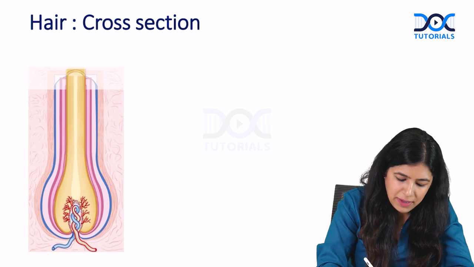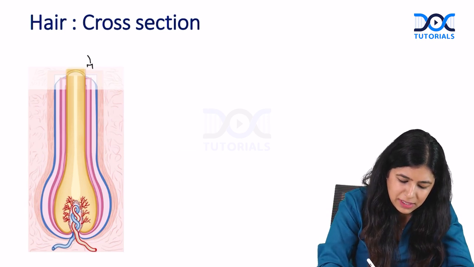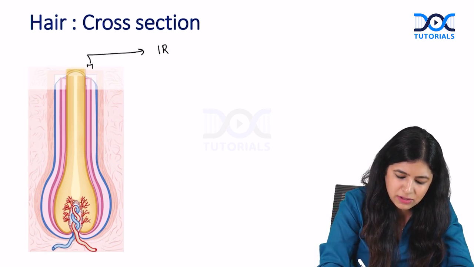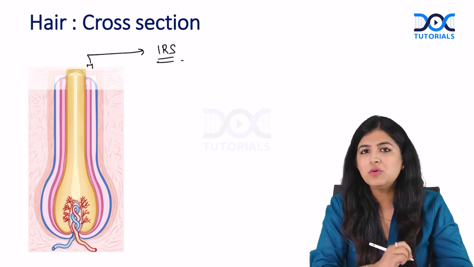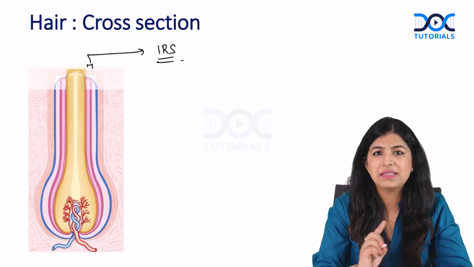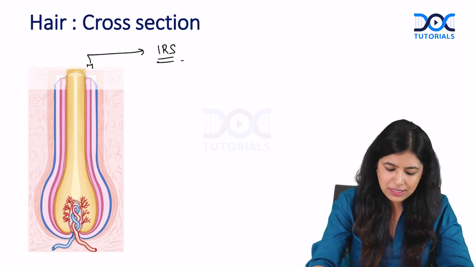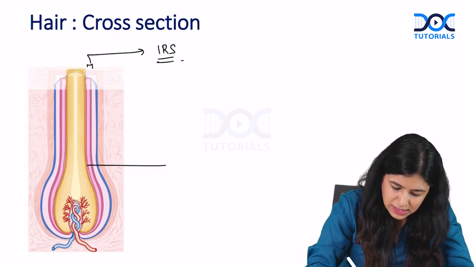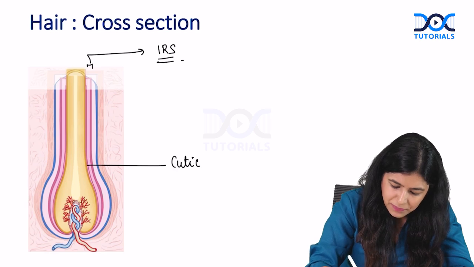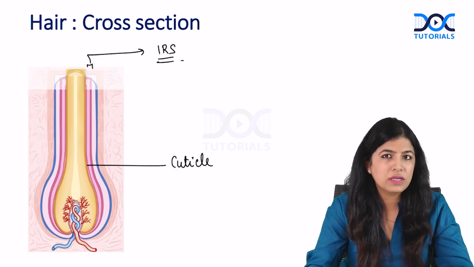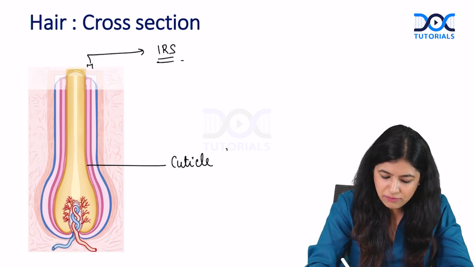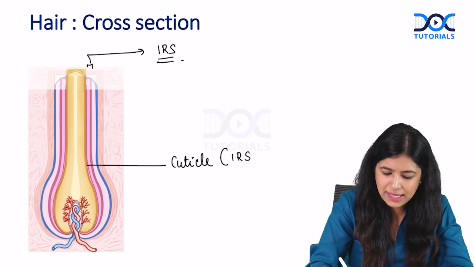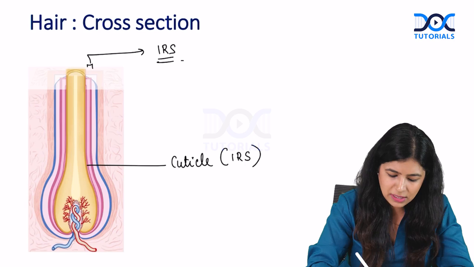Now talking about this pink colored membrane here, which is the inner root sheath. The inner root sheath also has 3 layers, and these layers are important to remember. So from innermost there is the cuticle. Yes, I just told you that a cuticle is part of the hair shaft, but we also have a cuticle layer in the inner root sheath.